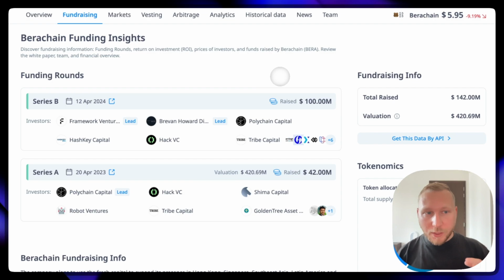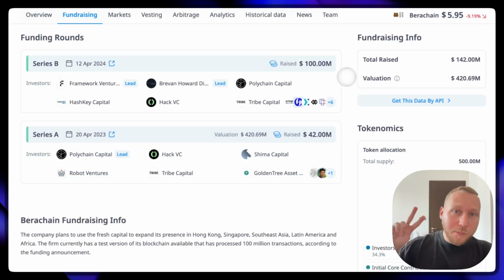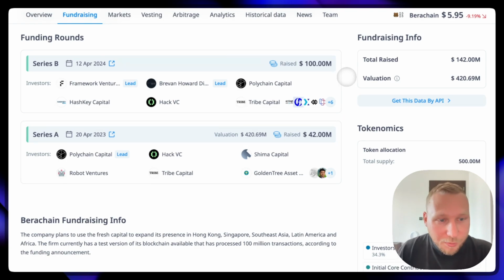Now, enough about POL and BeaconKit. Now let's look into some numbers and the token. They basically had two main funding rounds: the Series A in April of 2023, where they raised $42 million at a $420.69 million valuation. That's also the round where I invested with Cito Ventures. There was a subsequent round in April of 2024, the Series B, at an undisclosed valuation. I think it was $1 billion or $1.5 billion FDV, and they raised $100 million.